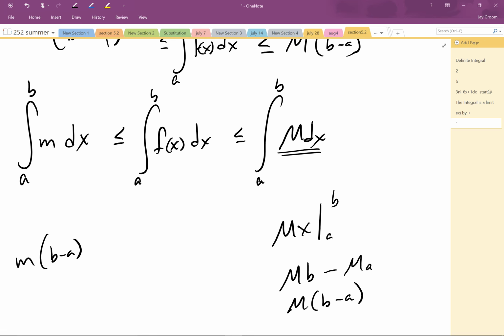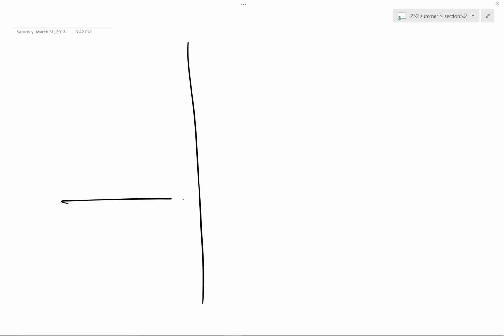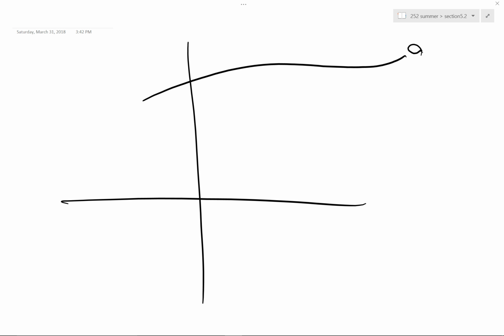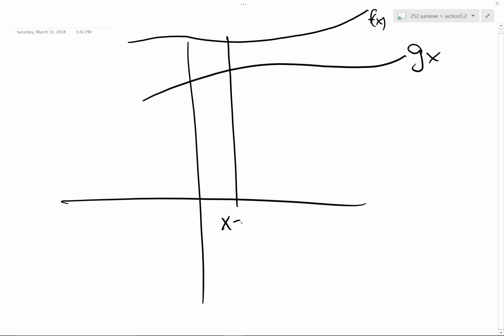Here's a question for you. Suppose you had this equation here, f of x. Oh, well, I wrote g of x, so oh well. And you have this function here, f of x. Oh, that's cool. And here's some region, x equals a, x equals b. Are you with me on this?